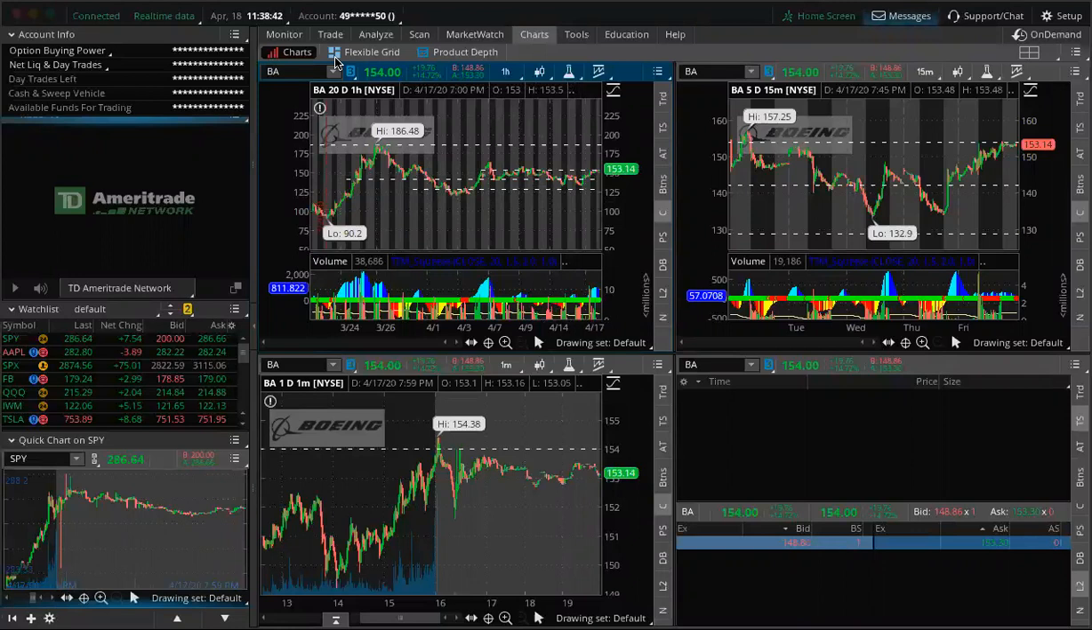I'm going to go over play-by-plays of how to use the TTM Squeeze, or at least how I use the TTM Squeeze. We're going to start with Boeing, and we're going to use the on-demand feature.